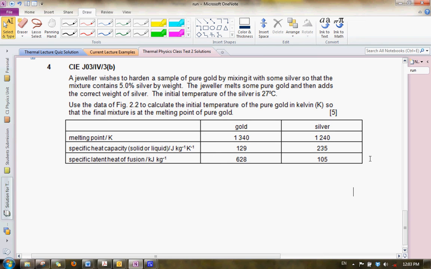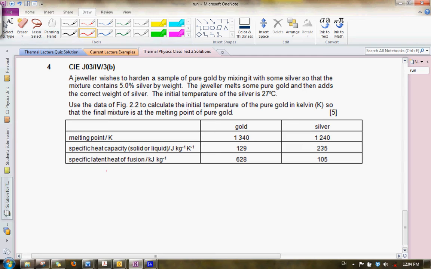Okay, finally we come to question 4. I think this is the question that gave most of the students a lot of problems. Actually, you can't go in and immediately try and solve the question. So what you need to analyze is the process it goes through. What the jeweler wants is to mix about 5% of silver and obtain a 95% gold. Okay, so we need to set up the system.